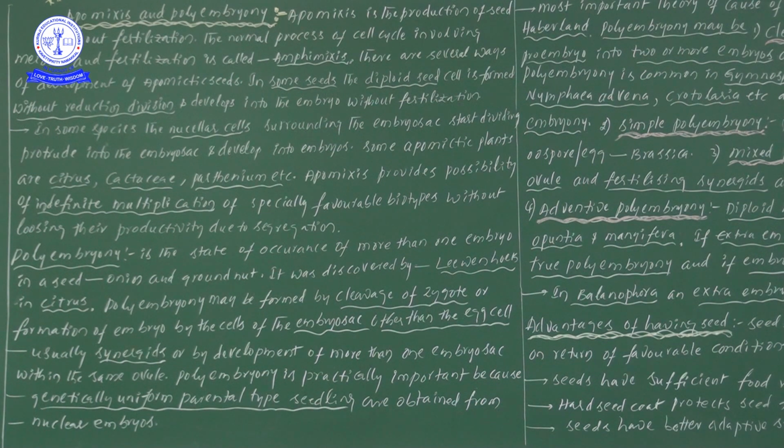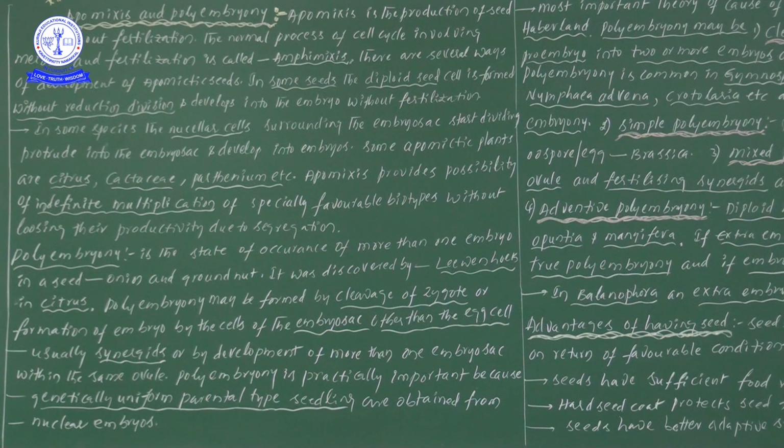Why? Because in apomixis there is no chance of meiotic division, so there is no chance of segregation of the characters present in the parents. All these characters will not be segregated. Next one, this is some information related to apomictic seeds. Next one, polyembryony. This is important, but vast information is there.